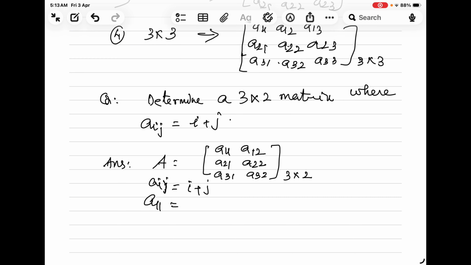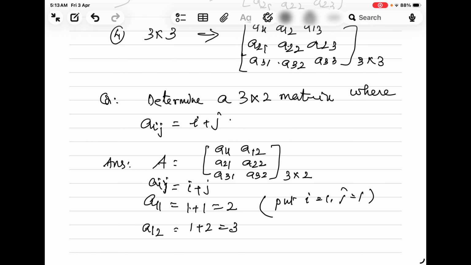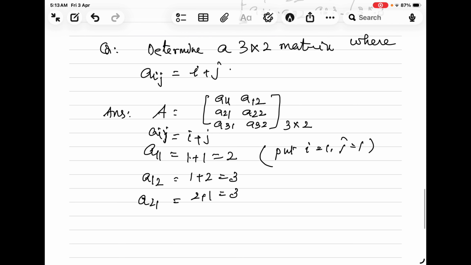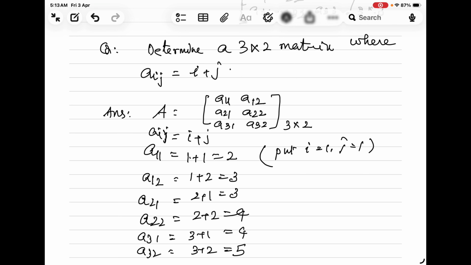So A11 equals, put i equal to 1 and j equal to 1, 1 plus 1, 2. In A12, put i equal to 1, j equal to 2. So 1 plus 2, 3. And A21 equals 2 plus 1 equals 3. A22 equals 2 plus 2 equals 4. A31 equals 3 plus 1 equals 4. A32 equals 3 plus 2 equals 5.